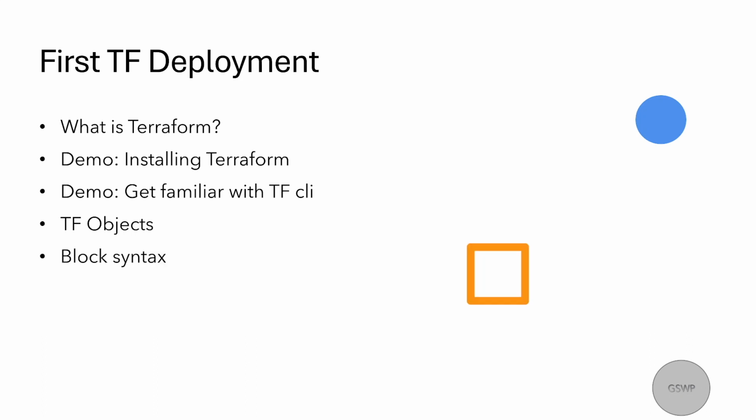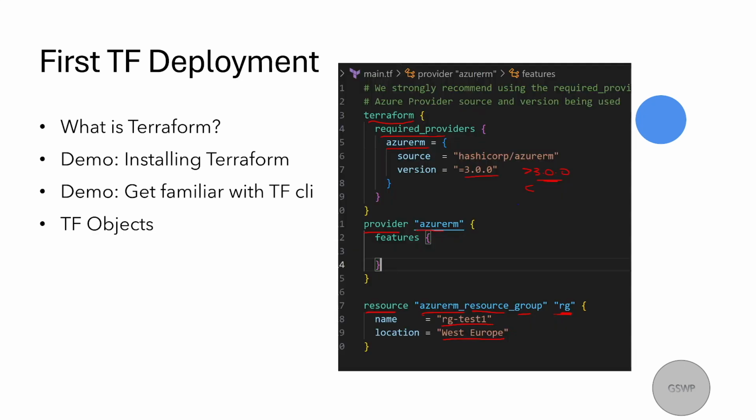Moving to the next topic, the block syntax. I already discussed here that these are the blocks which we are using. This is the first block for the Terraform definition, what we are going to use in Terraform. Then we have how many providers we are using. This is a provider block, and then we have a resource block as well.